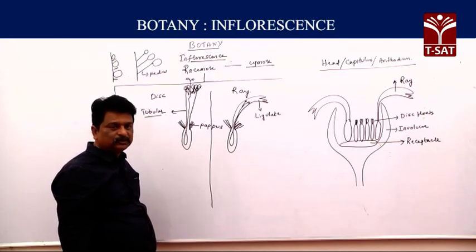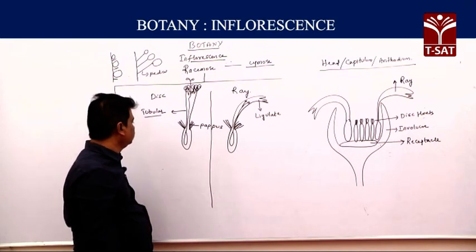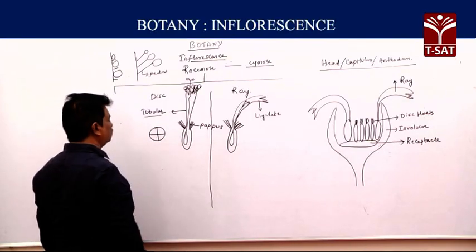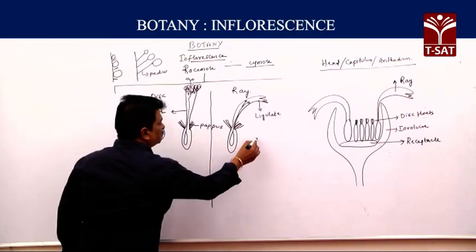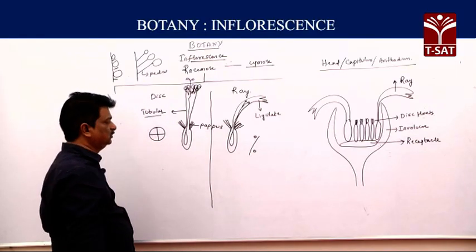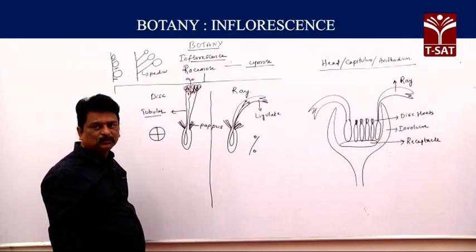In ray florets, androecium is absent. Then disc florets are actinomorphic. That flower can be cut into two equal parts, either in vertical or transverse plane. Ray florets are zygomorphic. That flower can be cut into two equal parts, only in one plane.